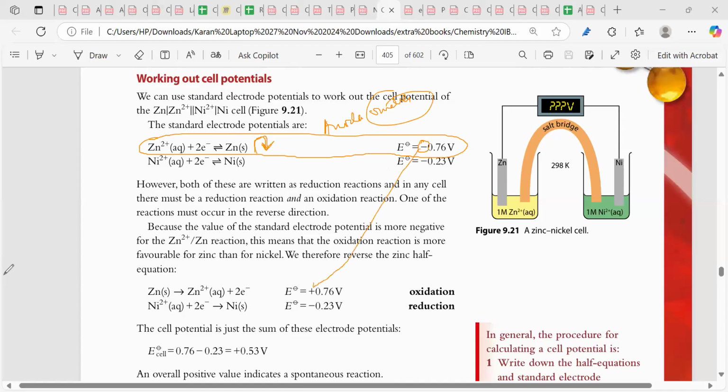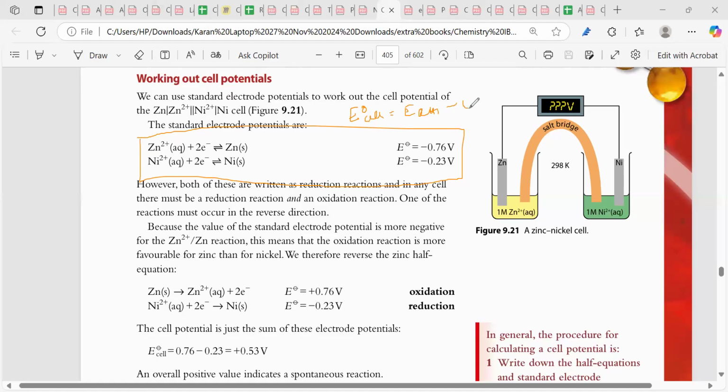Now, if you're given a multiple choice question asking what is the cell potential of these half cells, then you can do this: E cell is equal to E right hand cell minus E left hand cell. E right is the cathode. Left hand side is the anode. You can directly use these numbers. The cathode you put over here, the anode you put over here.